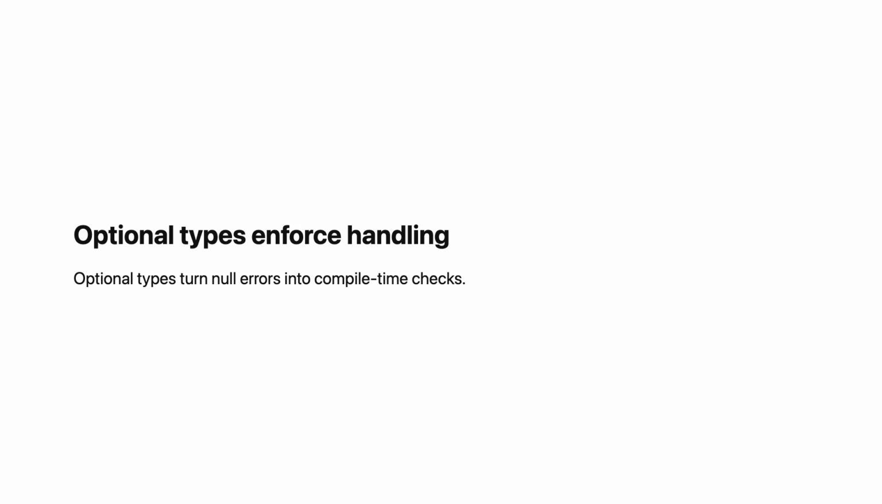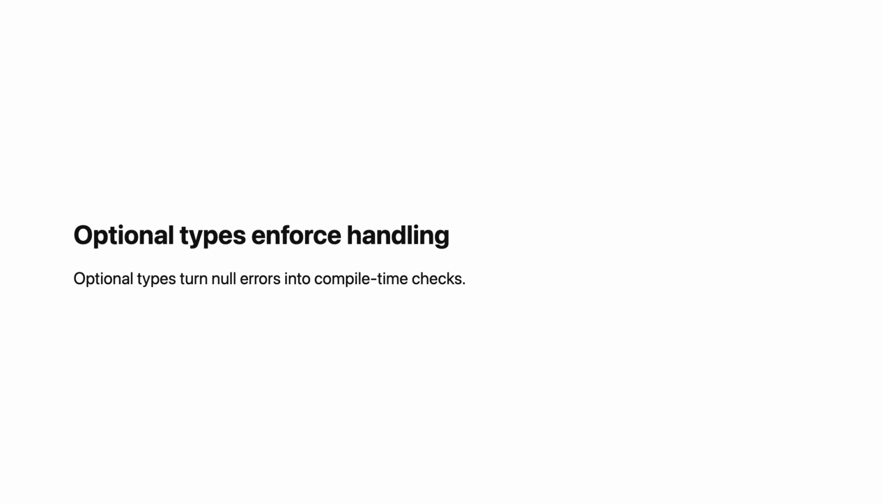Optional types turn runtime null errors into compile time type errors. The compiler catches missing null checks. This is safer. You cannot forget to handle absence. The type reminds you.